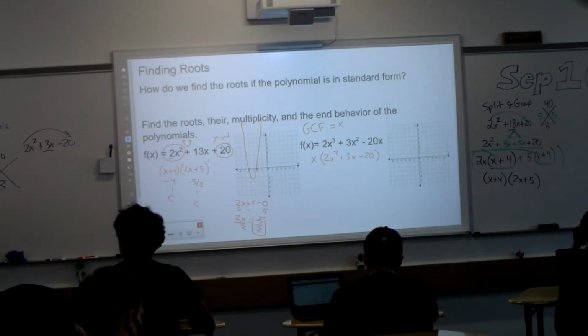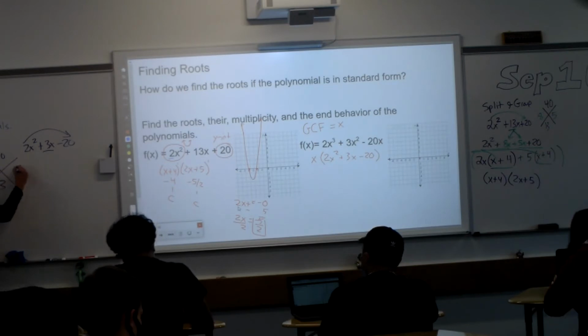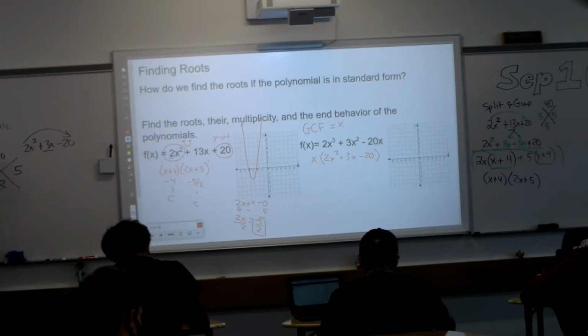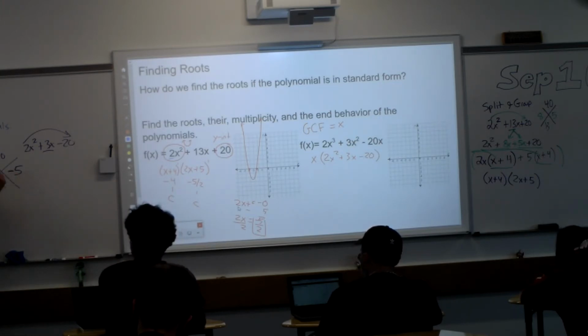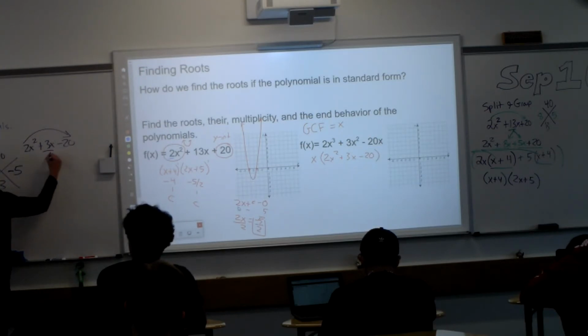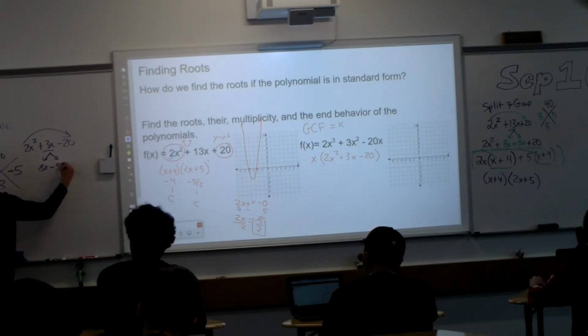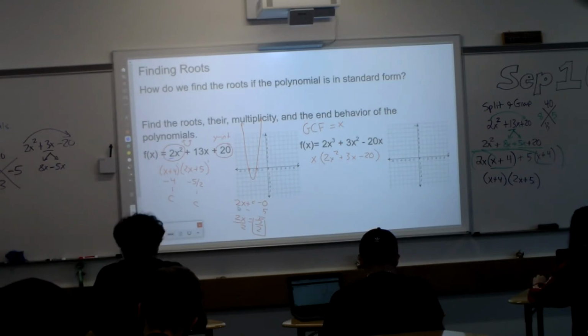What are other numbers that multiply to 40? 8 and 5. Are they 3 away from each other? Now one of these has to be negative. But which one would I make negative so it gave me a positive 3? It would be that one because 8 minus 5 is positive 3. But 8 times negative 5 is negative 40, so we're good. Now, that means we're going to split up the 3x as 8x minus 5x. And we can do that because is 8 minus 5 still 3?